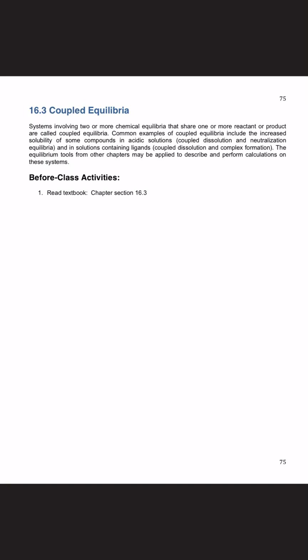In this chapter section, you will learn about the systems that involve two or more chemical reactions that are in equilibrium. The reactions that we are going to focus on are solubilities and acid-base chemistry. We're going to combine both of them. The details of this chapter section can be found in the OER textbook, chapter 16.3.